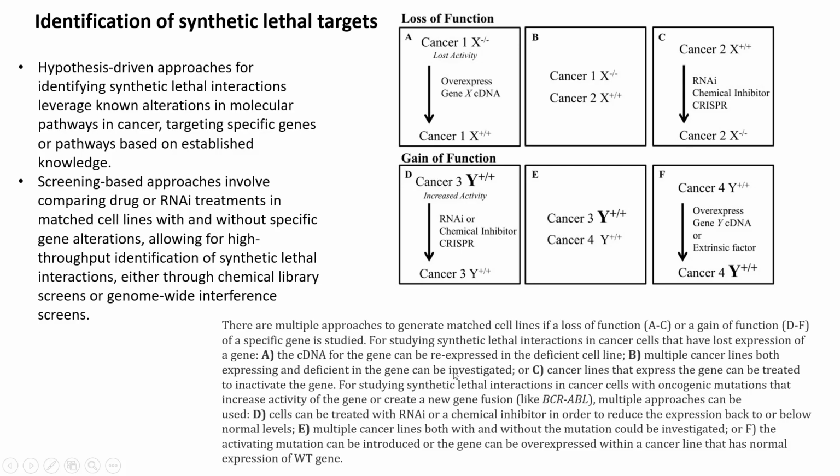And for studying synthetic lethal interactions in cancer cells with oncogenic mutations that increase the activity of a gene or create a new gene fusion, this BCR-ABL is a very popular gene fusion product inside the cell in cancer cells. So there can be multiple approaches to do so. So cells can be treated with RNA interference or a chemical inhibitor to reduce the expression back to or below normal levels.